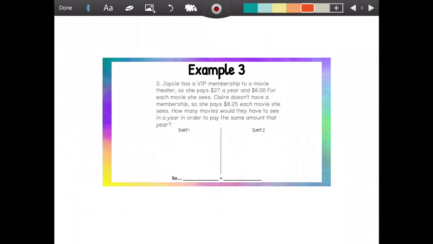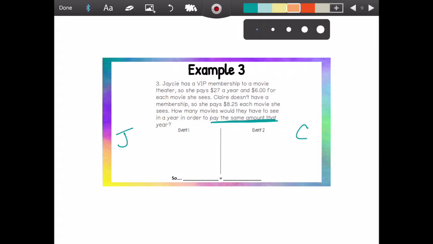All right, guys, so again, we're looking at how many movies it's going to take them to pay the same amount. Okay, so we're going to set them equal to one another. We have JC on the left and we have Claire on the right. We're going to focus on the left side first. So JC says that she's paying $27 a year. So we know that. We know that she's paying this much money.